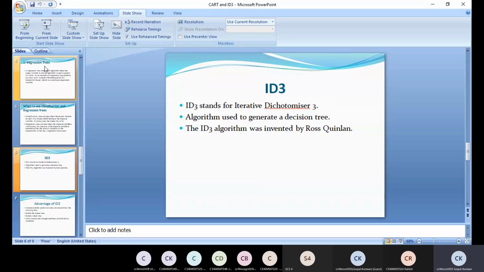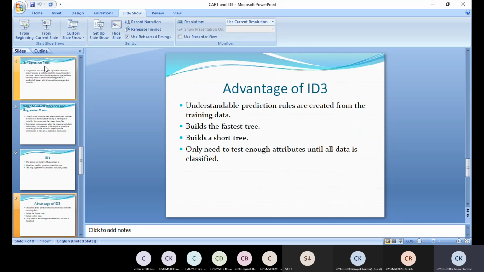Algorithm used to generate a decision tree. The ID3 algorithm was invented by Ross Quinlan. Now, the advantages of ID3: understandable prediction rules are created from the training data. Build the fastest tree. Next, build a short tree. And the last one is one only needs to test enough attributes until all data is classified.